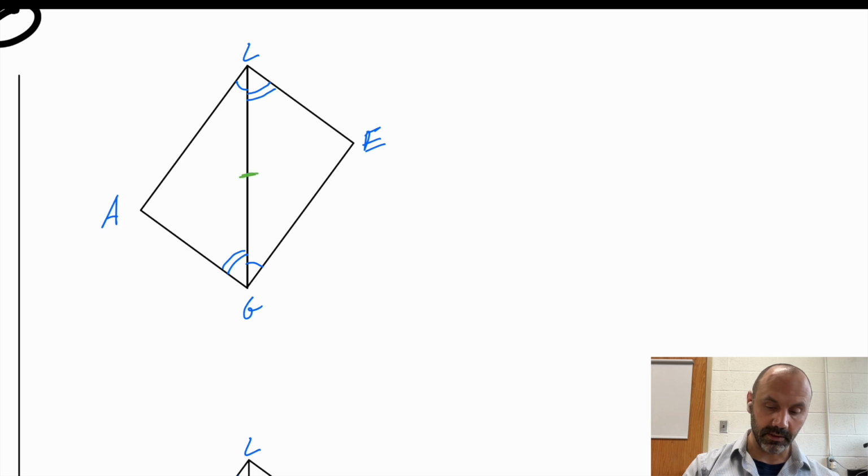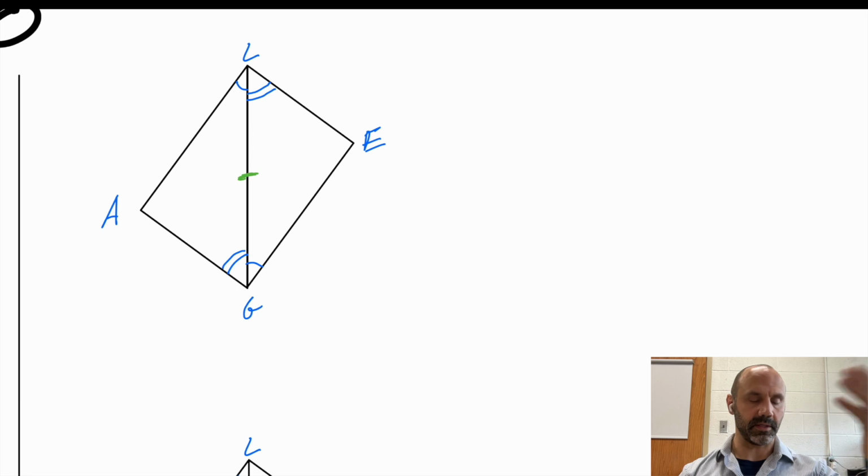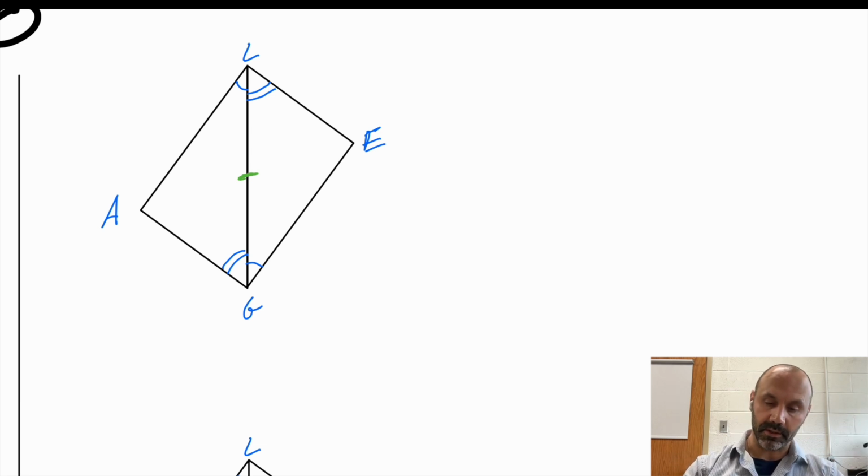So this side is obviously congruent with itself. You would call that the reflexive property. If you were putting it in a proof and you wanted to say segment LG is congruent to segment LG, you would write that as the reflexive property of congruence. Remember, reflexive is like you're looking in the mirror. It's the same thing that you see on the other side. And so here you could prove that these two triangles are congruent using the angle-side-angle congruence postulate.